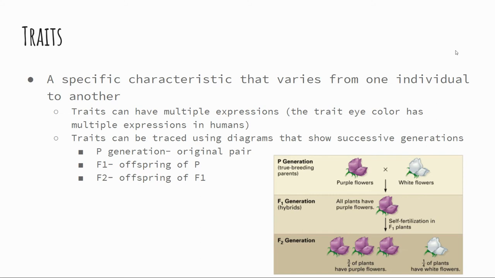P generation is the original parent. F1 is the offspring of P, and F2 is the offspring of F1. So we can track those particular traits through flowers, or really whatever traits you're tracking. We can go from level to level to level.